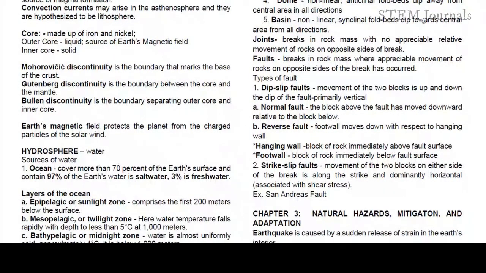So the Earth's magnetic field. As I mentioned, it is created by the movement of our outer core. It helps protect us from the particles of the solar wind.